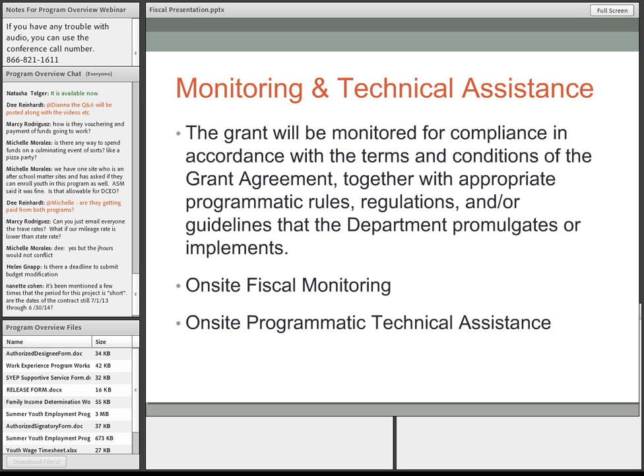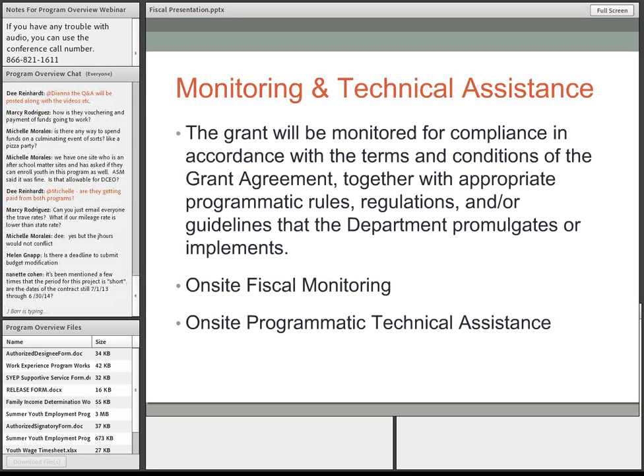Okay, next question. Is there any way to spend funds on a culminating event of sorts, like a pizza party? I don't know. We'll have to ask our manager on that for sure, because that was one thing they were saying: we don't want to get in a situation where we're buying lunch every day and most of the grant costs are going just to feed everybody. We'll have to get back to you on that one.